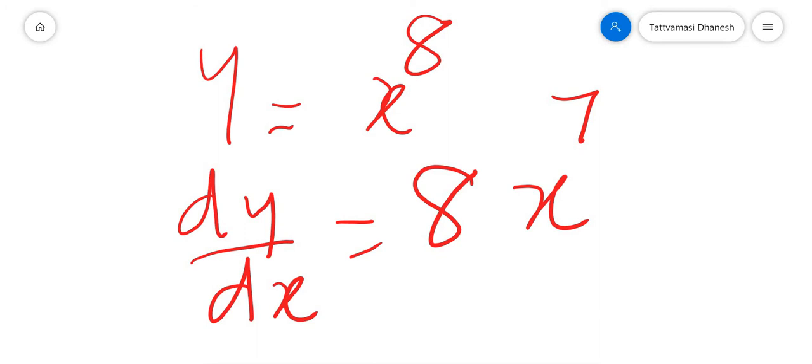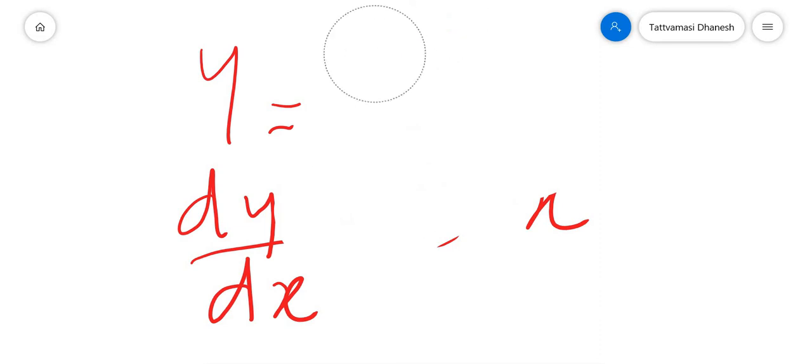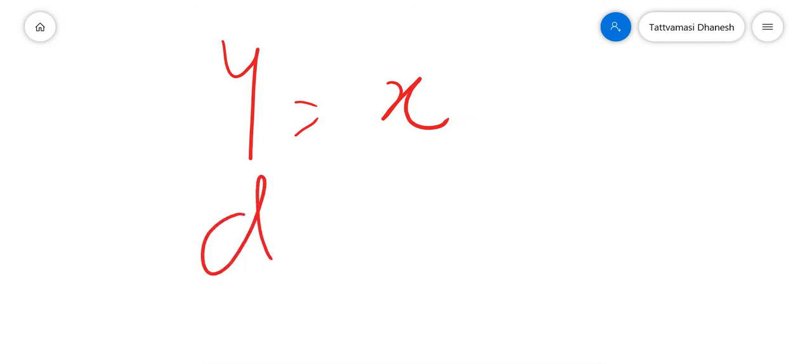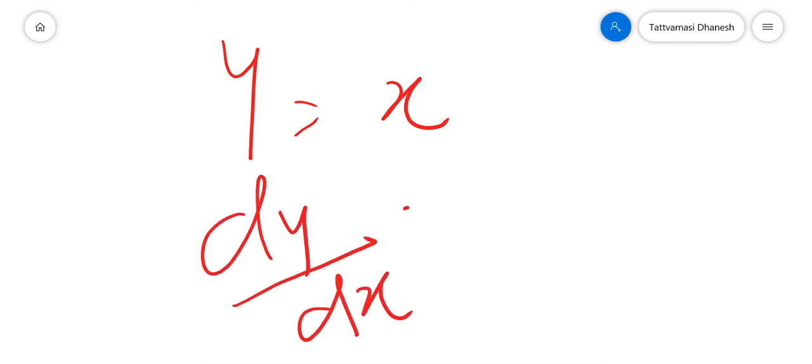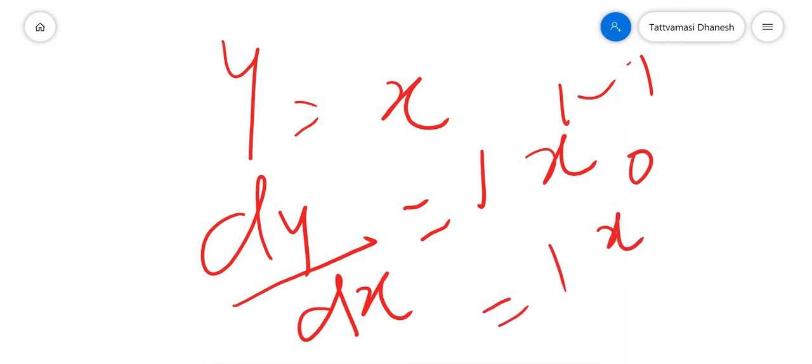Now I am asking, what would be the derivative of x raised to 1? That means we are writing y is equal to x raised to 1, which means x. Then what is dy by dx? Yes, 1 x raised to 0. 1 minus 1, that is 1 x raised to 0. Any quantity raised to 0 is 1, so that is 1 into 1, that is 1. Very important. This is the derivative of x.